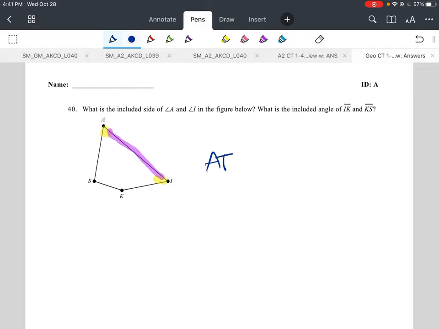Bam, all right. What's the included angle of IK and KS? Okay, so let's highlight those. IK and KS. That's the angle that they're describing there is this one right here. So that's just angle K. Okay, so angle K. And that's it.